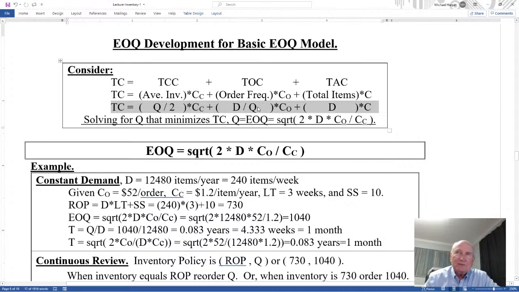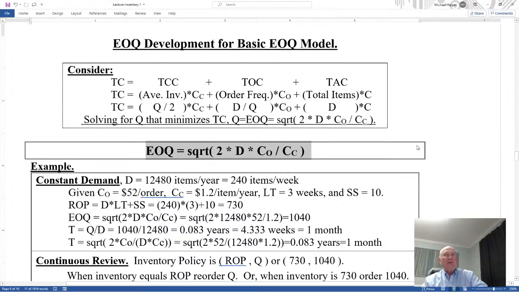And so this is Q squared. So bring the Q to the other side, set that equal to 0, and take the minus sign out. So you have C sub C over 2 equals C sub O D over Q squared. Bring the Q squared over here. Bring the C sub C over 2 over here. So Q squared equals 2 D C sub O over C sub C. And boom, then you take the square root to get the EOQ.